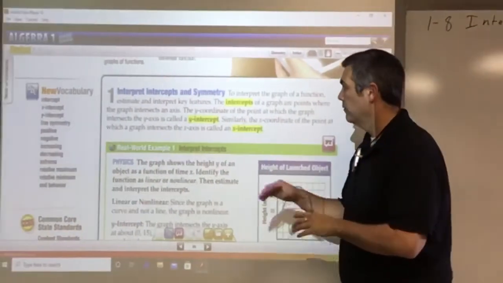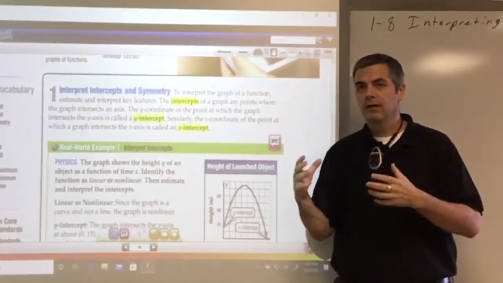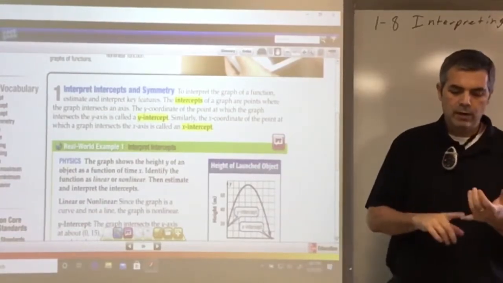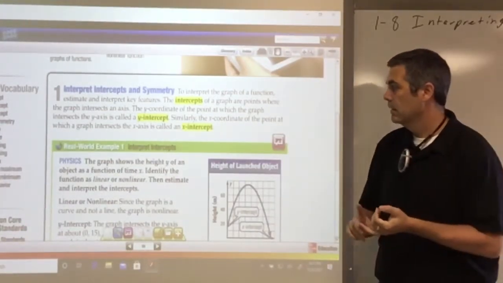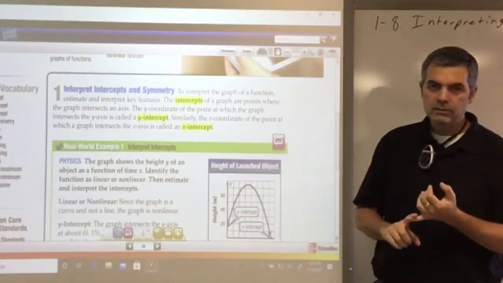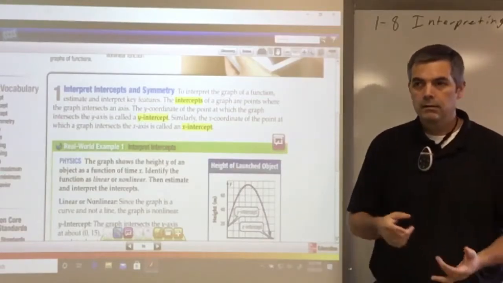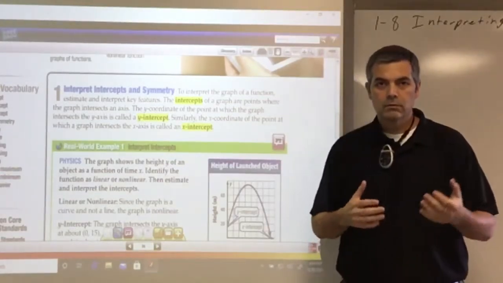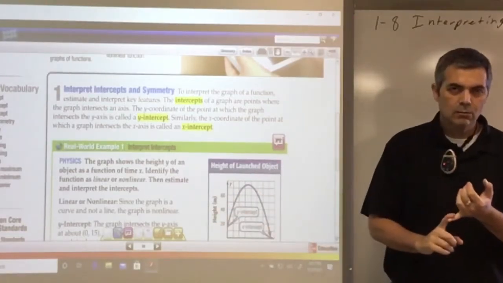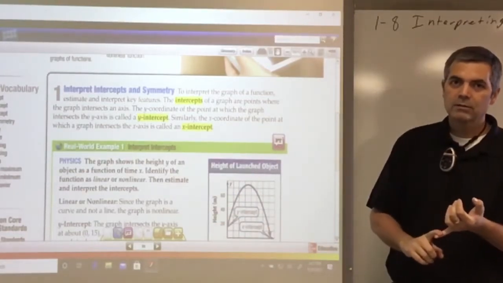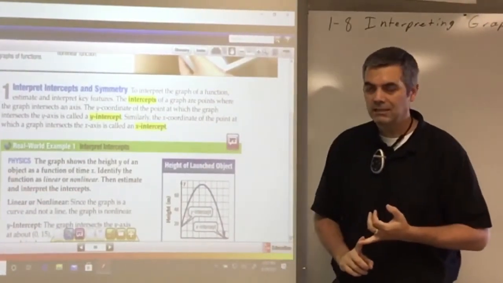Okay, so first off, let's talk about intercepts. Intercepts are where different lines intersect either the y-axis or the x-axis. That's what the intercepts are. Now, the y-intercept is where the line crosses the y-axis. The x-intercept is where the line crosses the x-axis. So as something crosses the y-axis, it's called the y-intercept. As something crosses the x-axis, it's called the x-intercept.